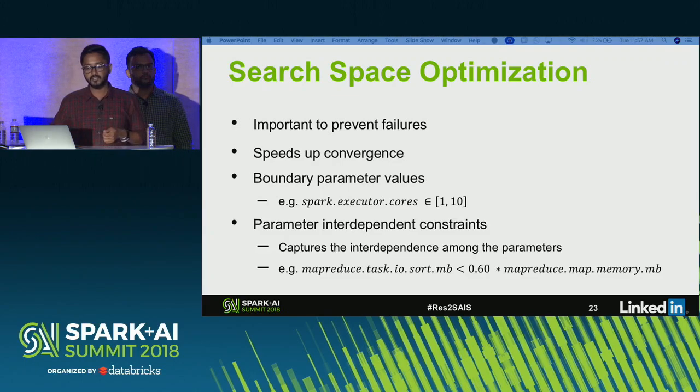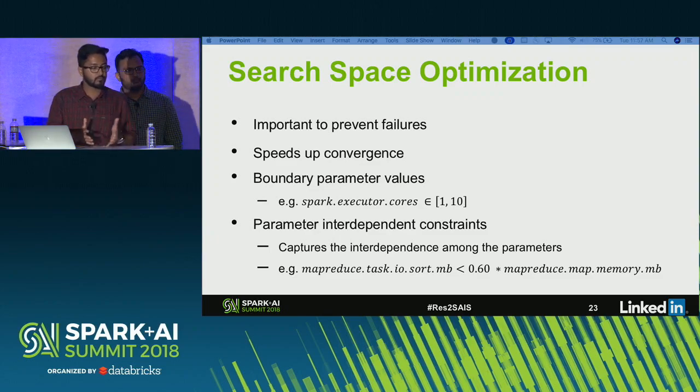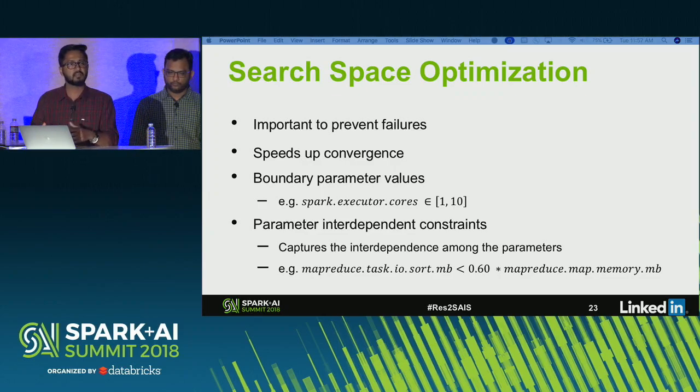The second type of constraint is the interdependent constraints. These constraints capture the interdependence among the parameters. For example, one constraint that we have in place is that the sort MB should be less than 60% of the map memory. How did we derive these constraints? From experimentation. What we found was the parameter configurations which do not follow these constraints either lead to inefficient execution or they just cause failures.